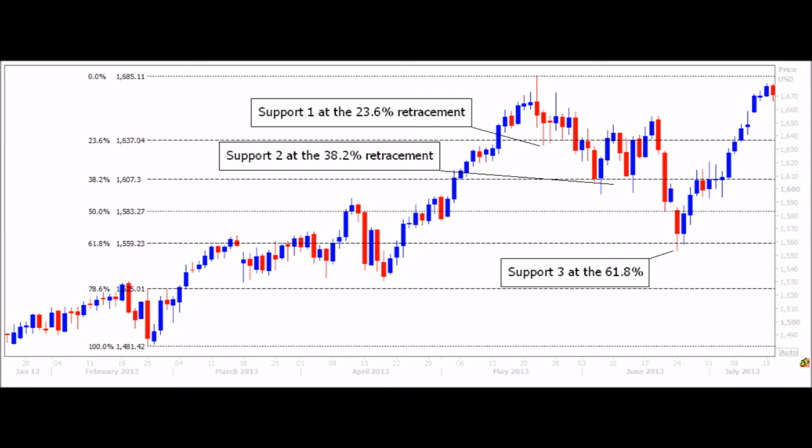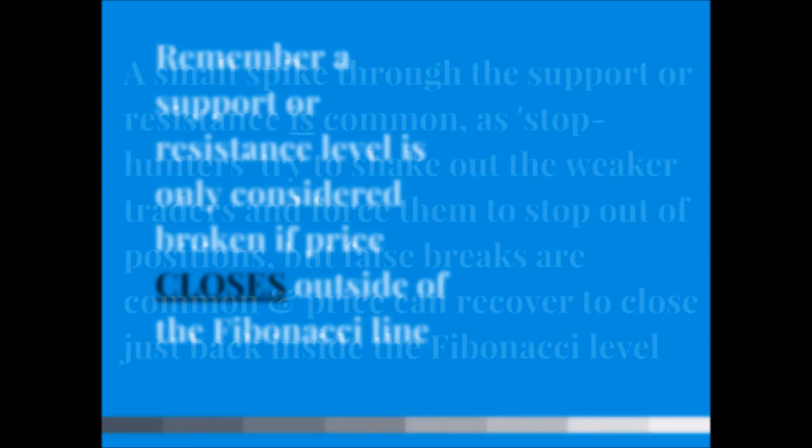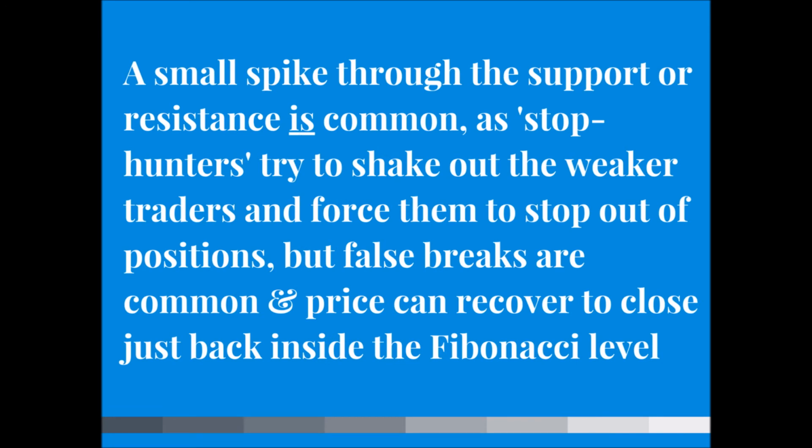In fact, we managed to bounce back above 23.6% Fibonacci on both occasions. Remember, a support or resistance level is only considered broken if price closes outside of the Fibonacci line. A small spike through the support or resistance is common. This is when stop hunters try to shake out the weaker traders and force them out of their positions, but false breaks are common and price can then recover to close just back inside the Fibonacci level.